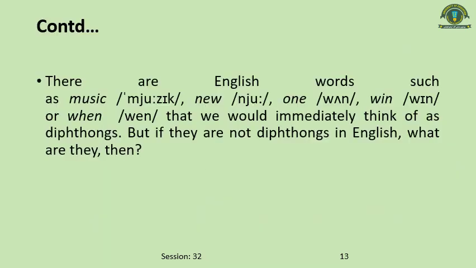Now, this is the point you must have talked about, or maybe somebody else talked about these things. At this point, I want you to understand that there are certain English words such as music, new, one, win, when, that we would immediately think of as diphthongs. So this is very important to understand. But remember, if they are not diphthongs in English, what are they then?